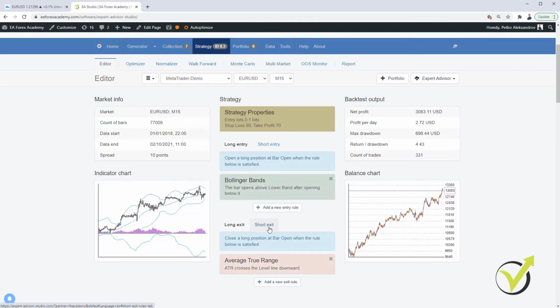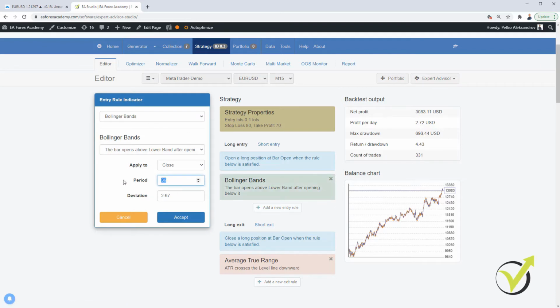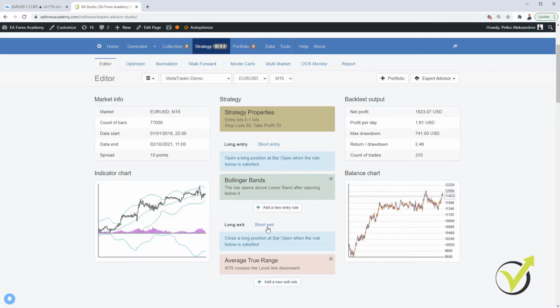So the EI Studio software simply backtests any strategy with the exact parameters. So for example, if I want to test it with a period of 38 instead of 36 and I click on accept, you will see that there is a huge difference in the balance chart, right? The equity line goes sideways for quite a long time.